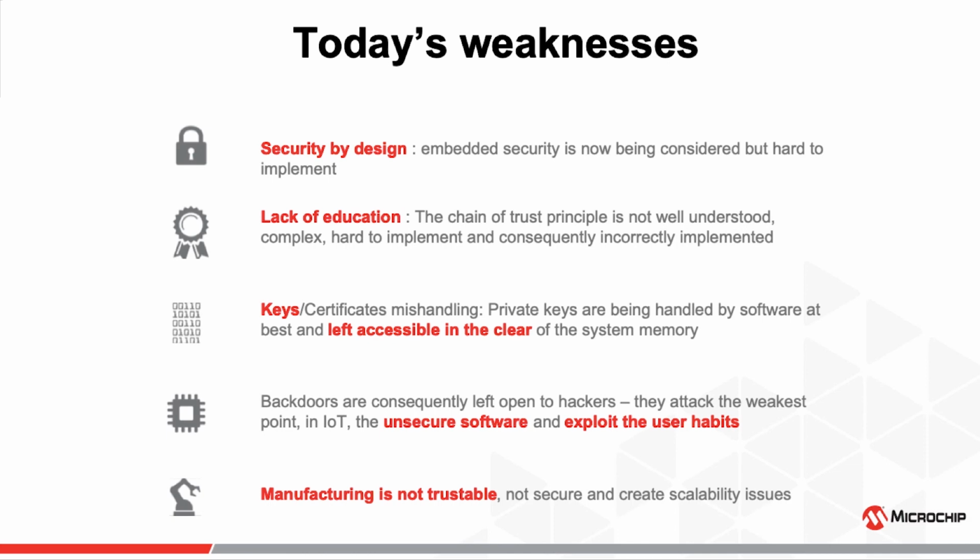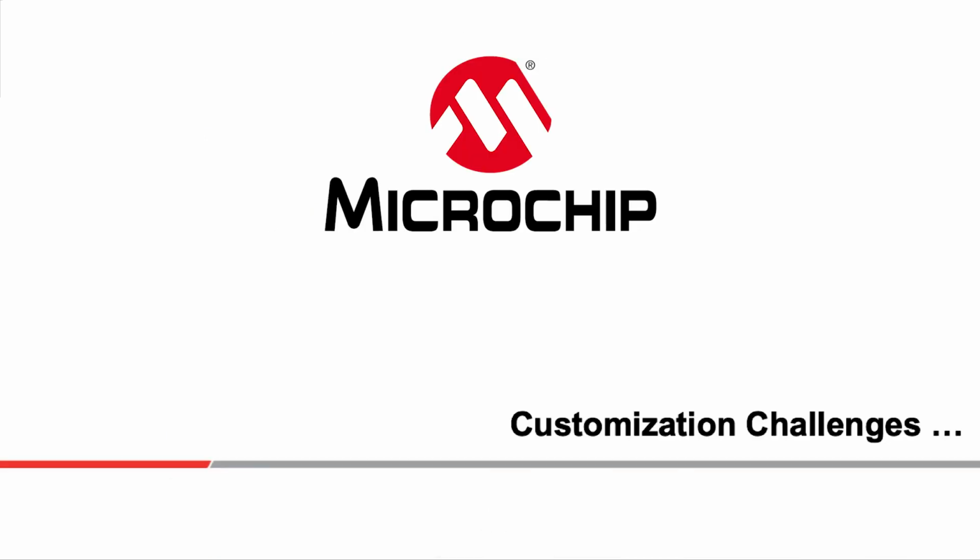And finally, like I said, manufacturing can't be trusted, or should not be trusted. So how do you handle your key during manufacturing? If you do everything you can to protect the device, we'll look at the surface of attack before they get into the device, and that is the manufacturing. So there are problems of scale.